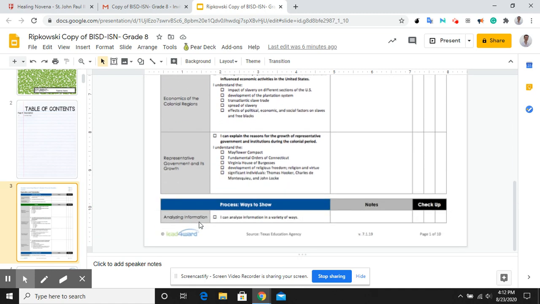Fourth one, representative government and its growth. This is where representative government starts to form. So things like the Mayflower Compact, things that the founding fathers looked back on and used to create our government. This is where it starts. So we will look at all these things.